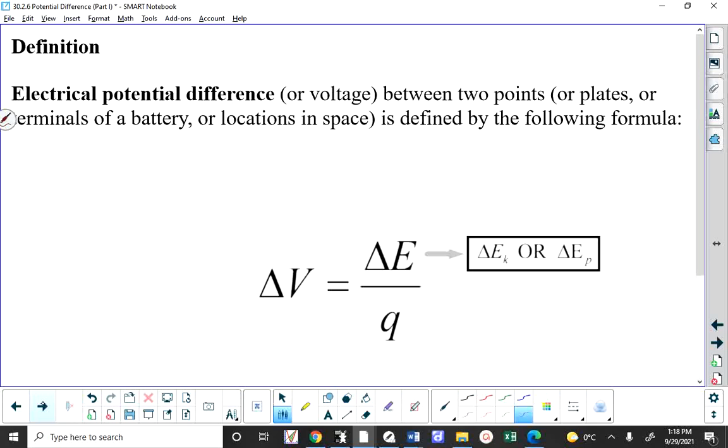This change in energy can either be potential energy, like it was in our warm-up, or it could be kinetic, which we're going to see how that works in a second. Well, I'll explain it to you right now. If I take, well, we'll use this book again.